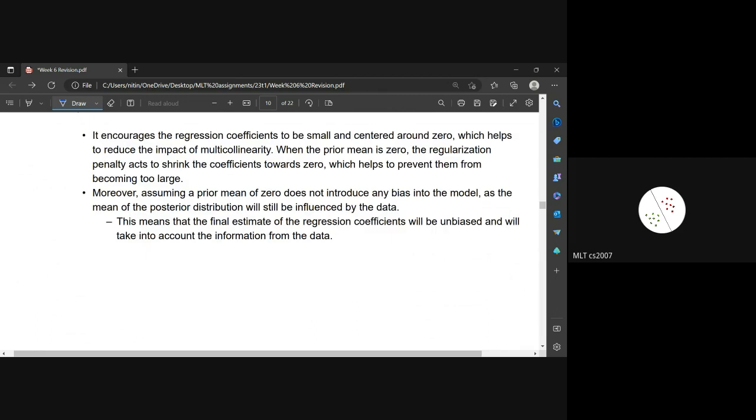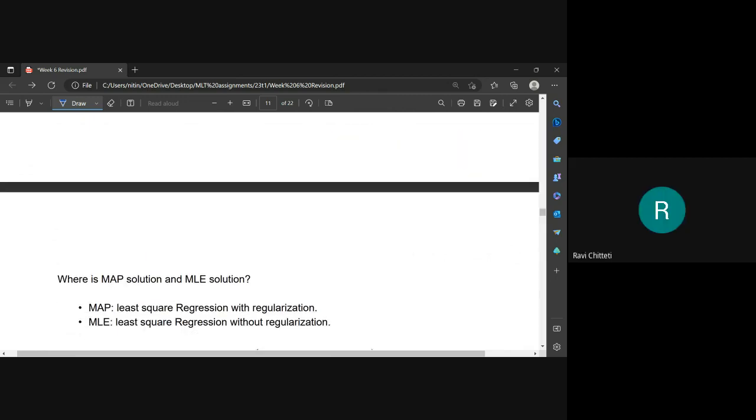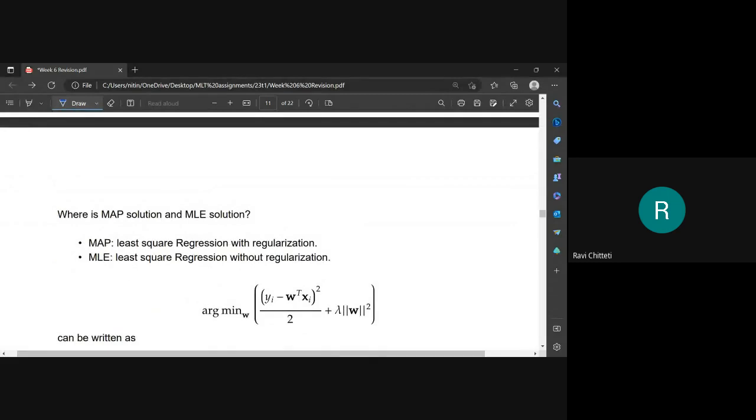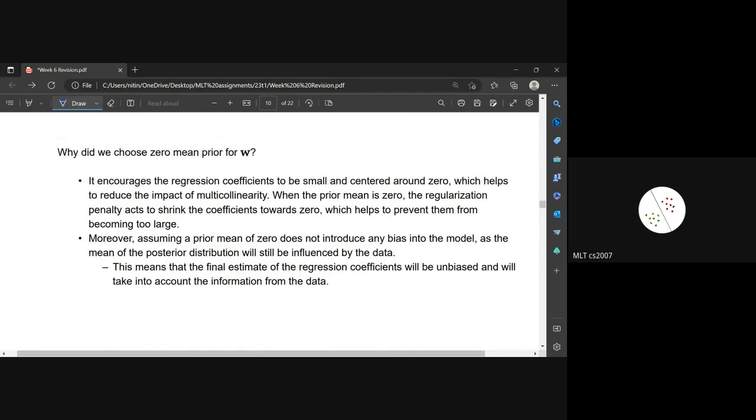Okay. Sorry, can you repeat that part, the one that you just said, why we choose mean zero? Mean zero, because at last what we want is for those W vectors to be centered around zero, right? Correct. So that is one idea while choosing your mean to be zero for the prior on W.